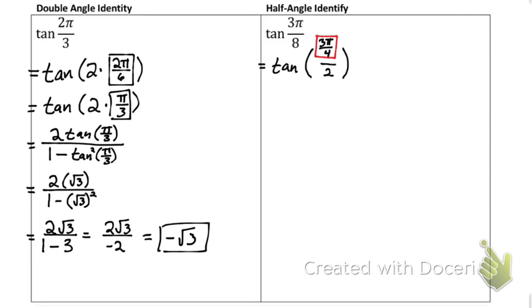So we're going to do 1 minus the cosine of that angle I've boxed in, which is 3 pi over 4, all over sine of 3 pi over 4. I didn't miss anything, did I? No.